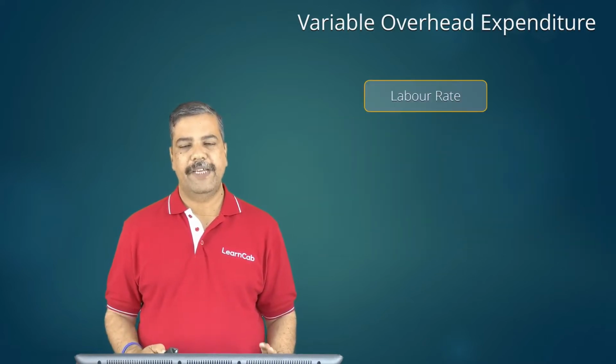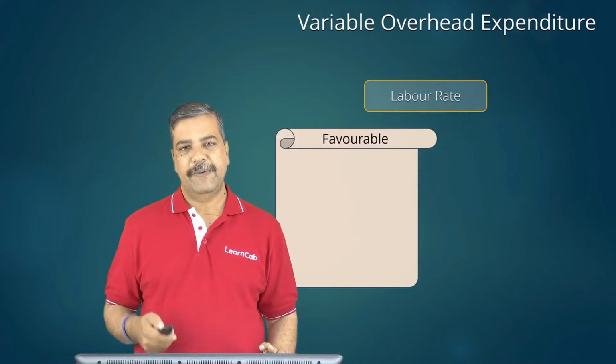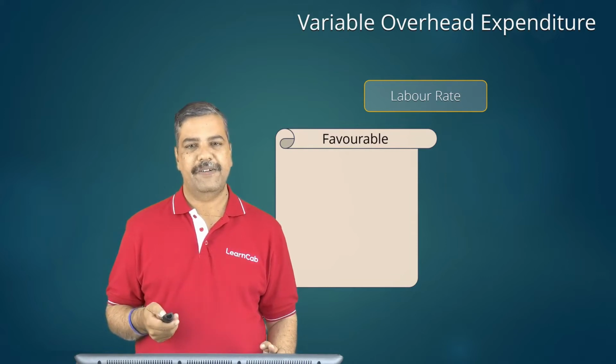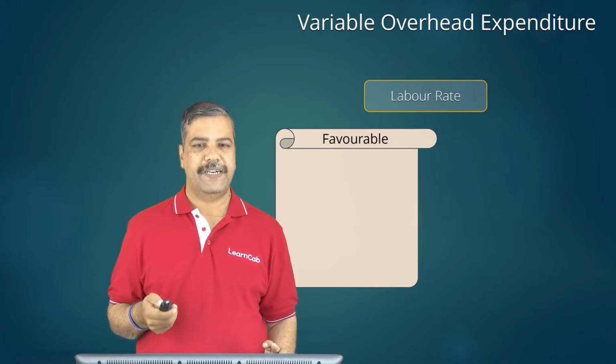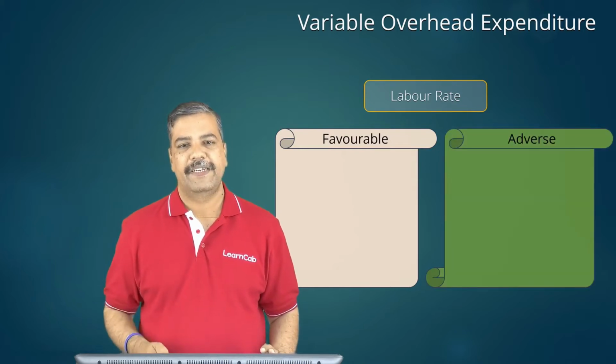Then overhead, variable overhead expenditure. So what are the labor rates? Sorry, it should not be labor rate here. It should be overhead rates here, expenditure or variable expenditure rate. Sorry, the slide is wrong. I'll correct the slide.